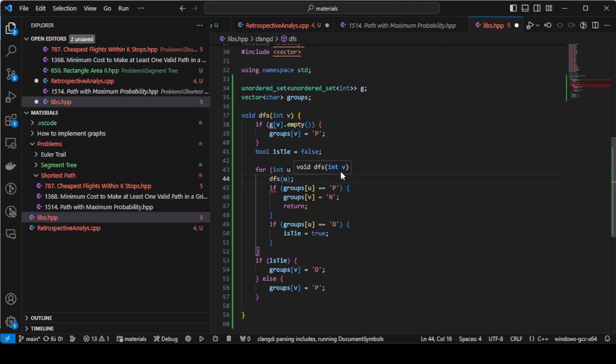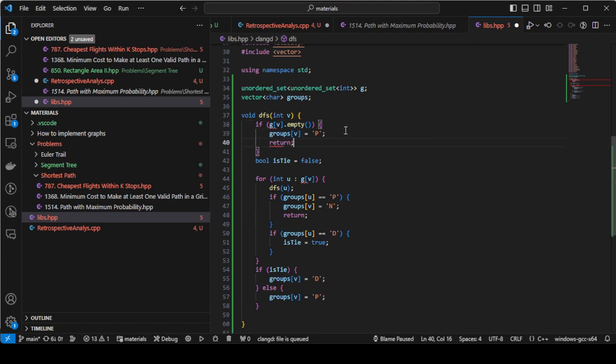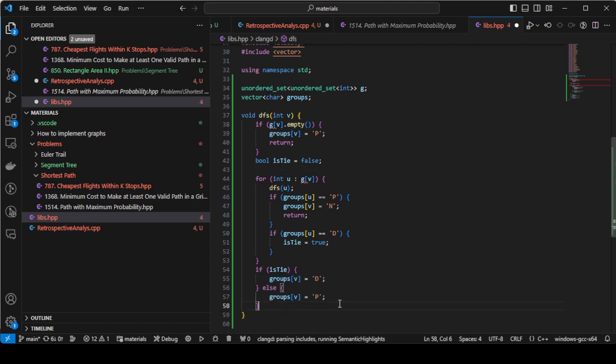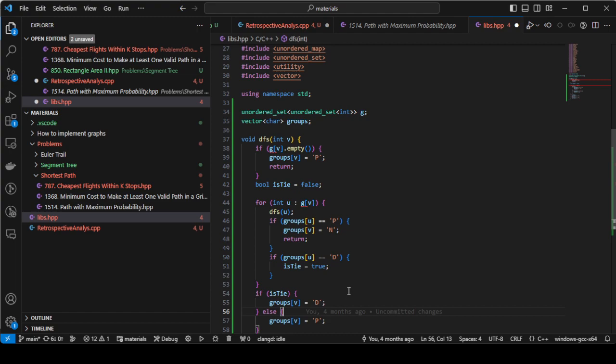DFS. We need to traverse all vertices, all child vertices. And here we just return. I think it's all right. If you see a mistake, you can write.